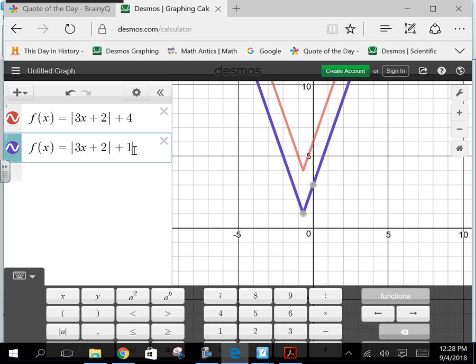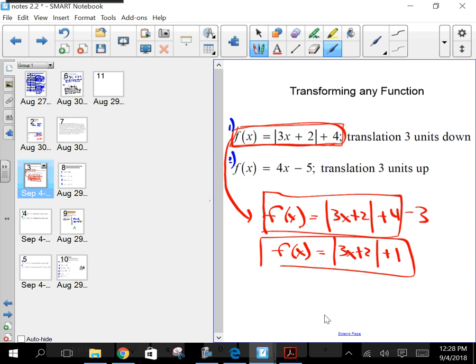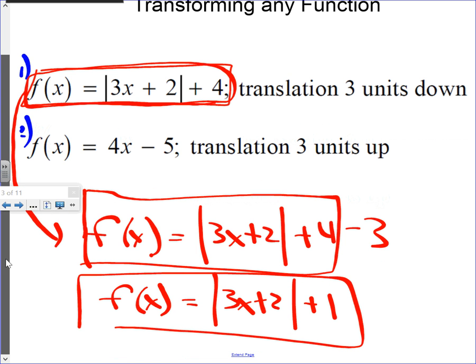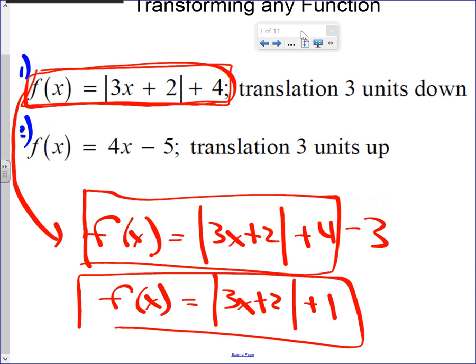Any questions there? Awesome. Let's go to number 2. Number 2 says, I'm going to go and erase this, by the way.